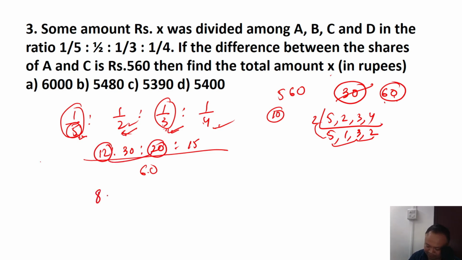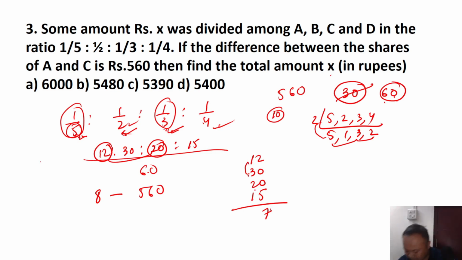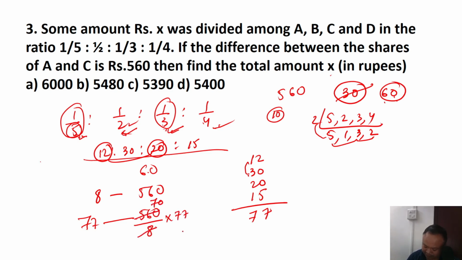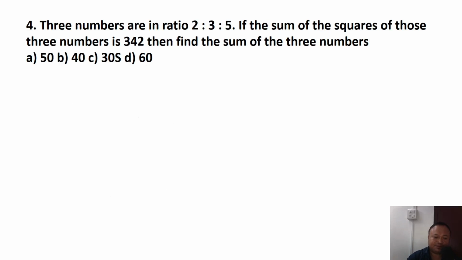Total will be 12 plus 30 plus 20 plus 15, that is 77. 3 plus 1 is 4, 4 plus 3 is 7. Then 560 divided by 77. 8 times 7 is 56, 7 times 7 is 49, like that.